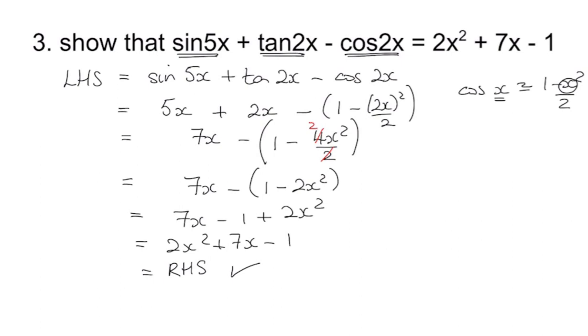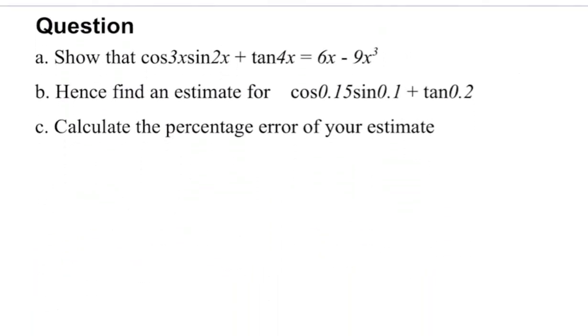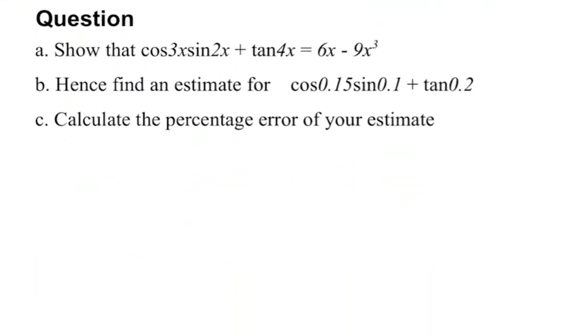Now, the one you have to be really, really careful of course, is the cos. So be very, very careful when you're substituting that in. So let's look at an exam question, and this is the last one that we're going to do. Part A says, show that cos 3x sine 2x plus tan 4x is equal to 6x minus 9x cubed. Then it says, hence find an estimate for the cos of 0.15, sine of 0.1 plus tan of 0.2, and then calculate the percentage error. So if you don't know what percentage error is, I'm going to let you in on that little secret. If you do, that's absolutely fabulous.